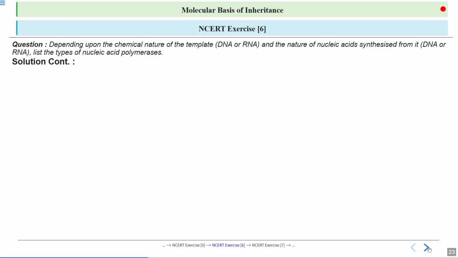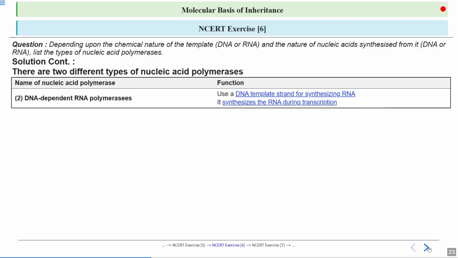Now, going to the second type of nucleic acid polymerase, it is DNA-dependent RNA polymerase. Why DNA-dependent? Because the nature of the template here is DNA, whereas the nucleic acid which is going to be synthesized from it is RNA. So that's why we say this is DNA-dependent RNA polymerase. It comes into function during transcription.